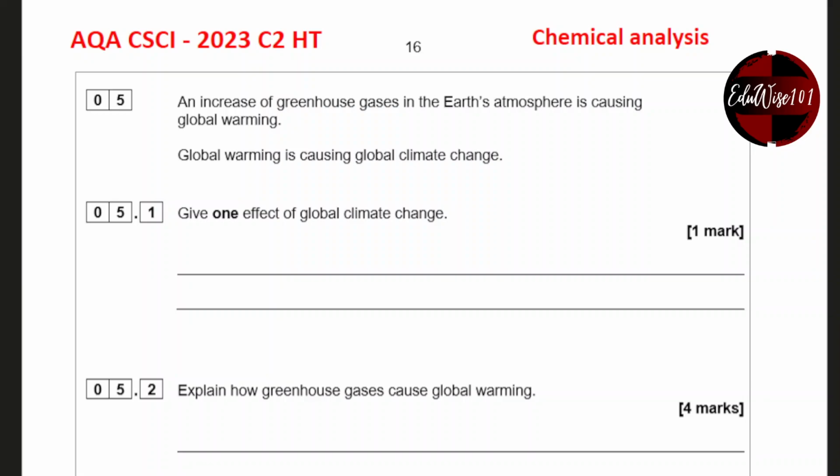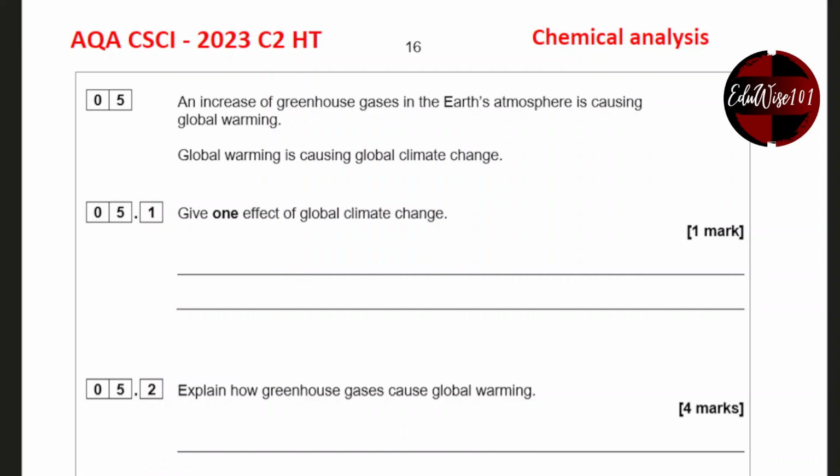Anyway, question number 5: an increase of greenhouse gases in the Earth's atmosphere. I think this is not chemical analysis. It is to do with the Earth's atmosphere, which is causing global warming. Global warming is causing global climate change. Give one effect of global climate change. What is the effect of global climate change?